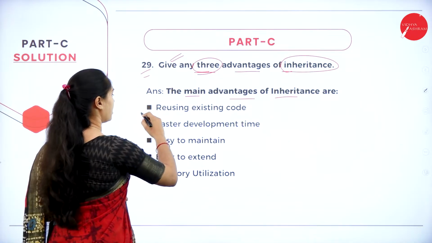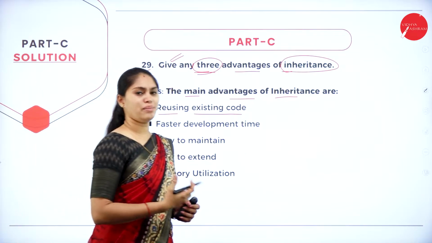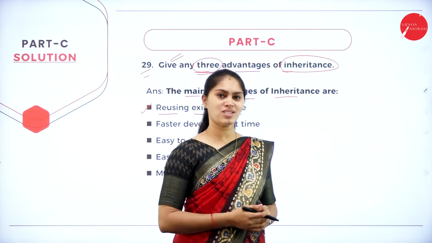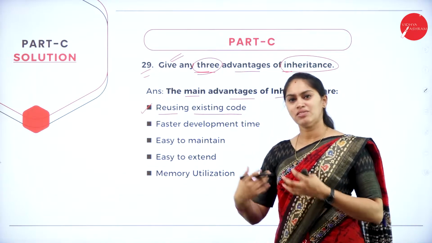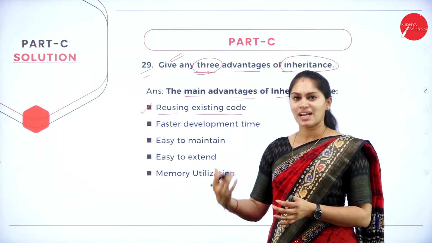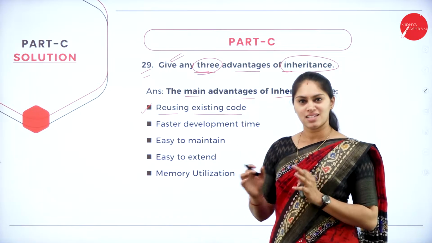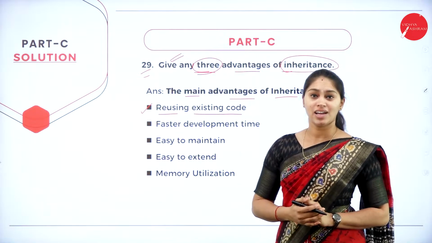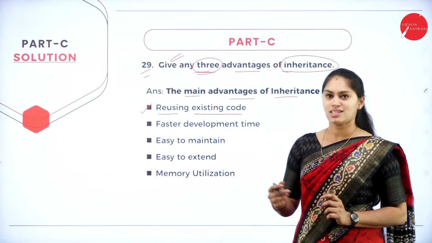What is the first advantage? Reusing existing code. How will it be considered as an advantage? Because inheritance is the capability of inheriting the features. If I have the features in another class which already exists, then there is no need to write the same code again and again. I can simply reuse the existing code. That is the advantage of inheritance. So it will be reusing existing code.